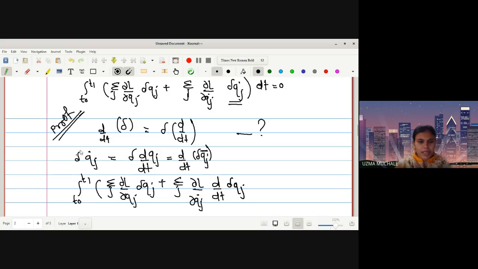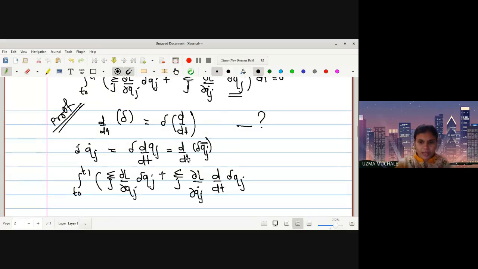Simply, qj dot is nothing but d by dt, that is the derivative with respect to t. We are going to denote it by a dot. Simply by using this condition we have used. Okay, so integration with respect to t equal to 0, right?